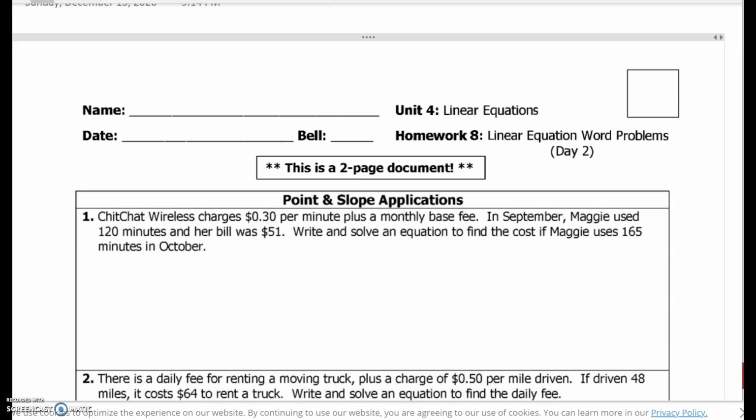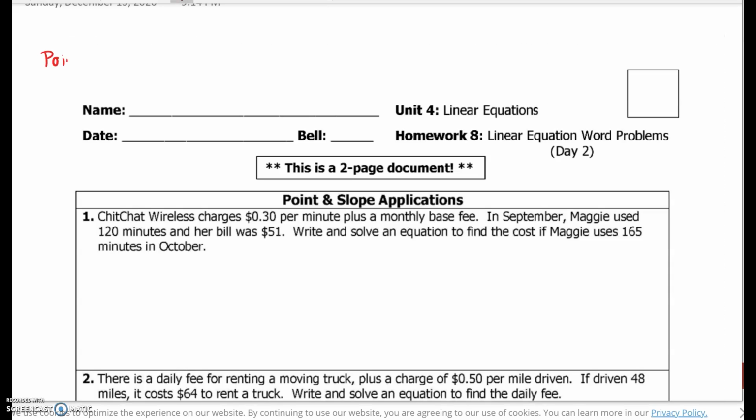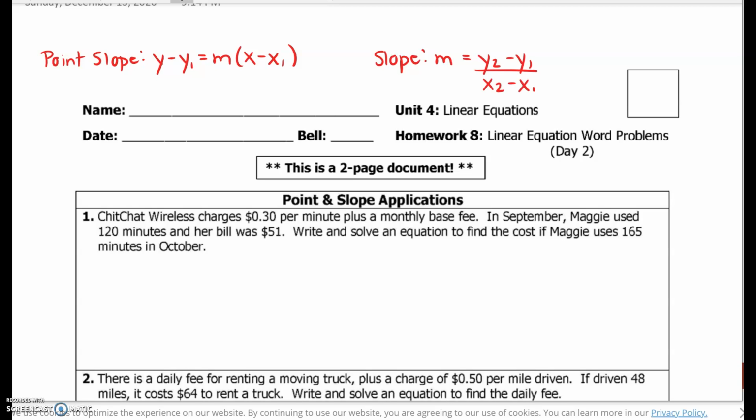Hi class. So the last piece of our lesson on point slope form that I wanted to talk about was how we can apply word problems to any situation where we have a point and a slope. So one of the things that you may want to do is record your point slope form at the top of your page. That is y minus y1 equals m times x minus x1. Also, your slope formula, which is m equals y2 minus y1 divided by x2 minus x1.